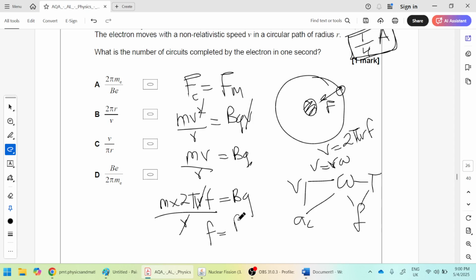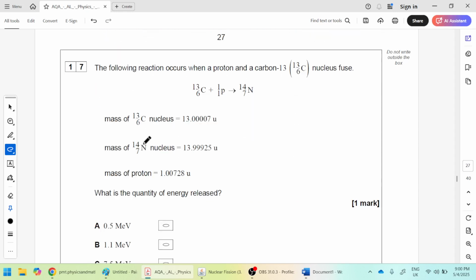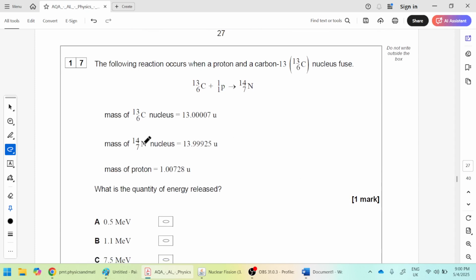F is equal to BQ over 2 pi m. BQ over 2 pi m. It's that. Very, very specific proof.